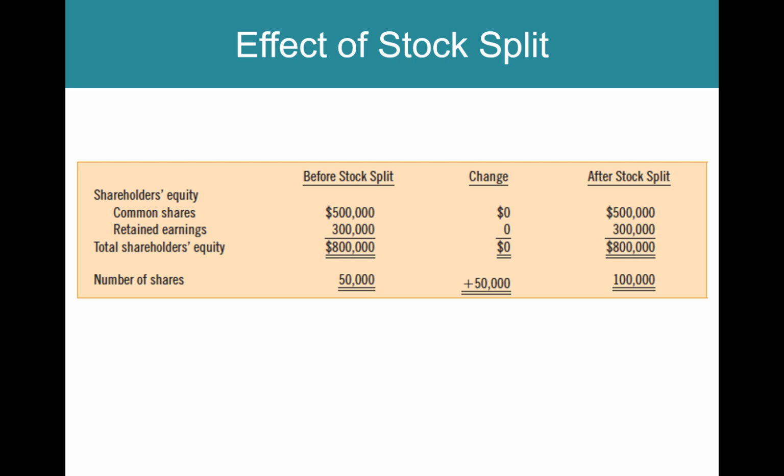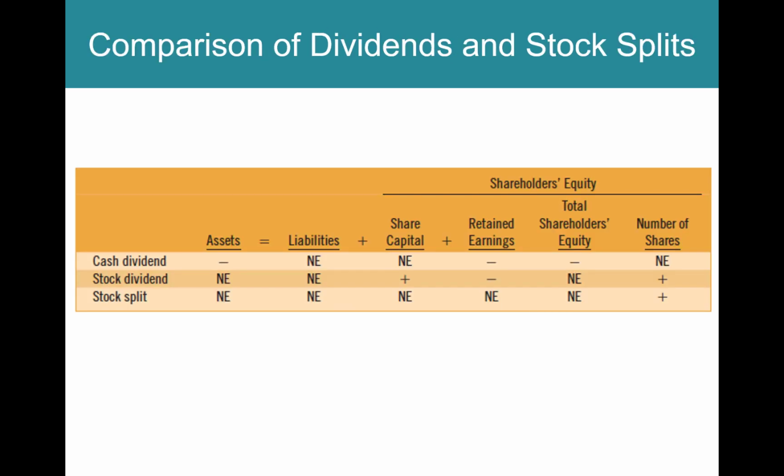Before a stock split, the number of shares was, let's say, 50,000, and after the stock split, the number of shares is now 100,000. But take a look that total shareholders' equity remains at $800,000 in both cases. I think this is a very, very important visual here, and it's going to compare the dividend and stock split situations. In a cash dividend, assets go down, retained earnings go down, total shareholders' equity goes down. You're giving up some retained earnings. In a stock dividend, there's no effect to anything except for share capital, which goes up, retained earnings, which goes down, and the number of shares, which goes up. In a stock split, there's no effect across the board except for the number of shares.